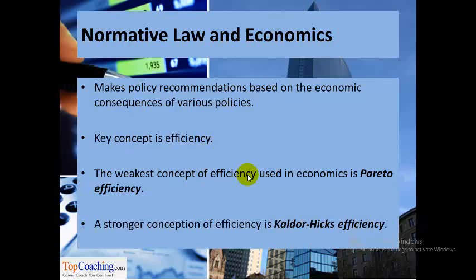The weakest concept of efficiency used by law and economics scholars is Pareto efficiency. A legal rule is Pareto efficient if it could not be changed so as to make one person better off without making another person worse off. By weak, economists mean that Pareto efficiency makes very few normative assumptions, not that it is supported by weak arguments. A stronger conception of efficiency is Kaldor-Hicks efficiency. A legal rule is Kaldor-Hicks efficient if it could be made Pareto efficient by a side payment.